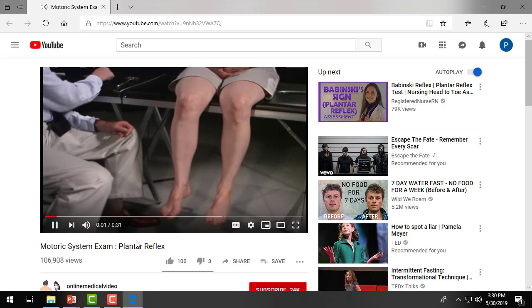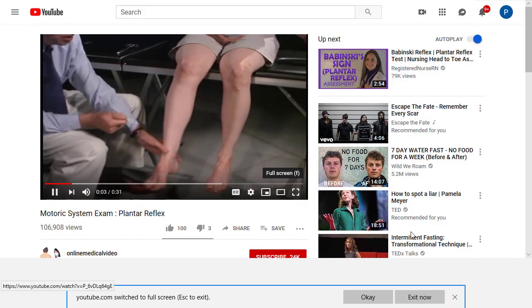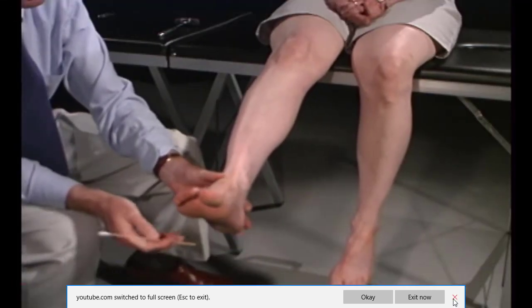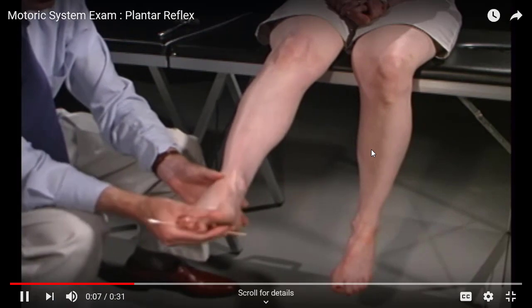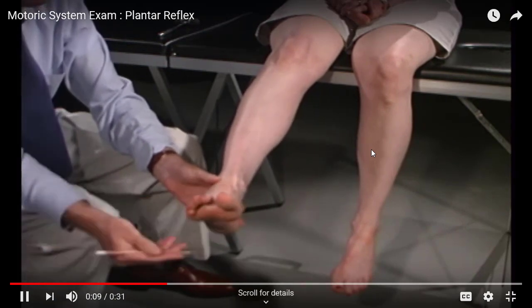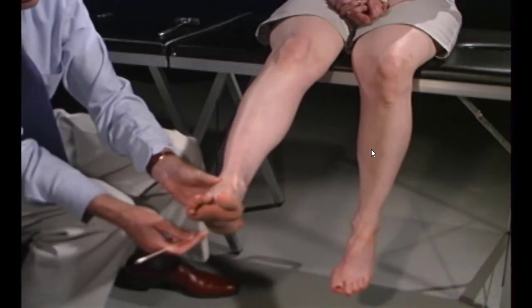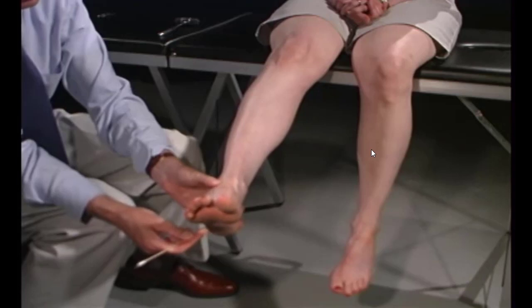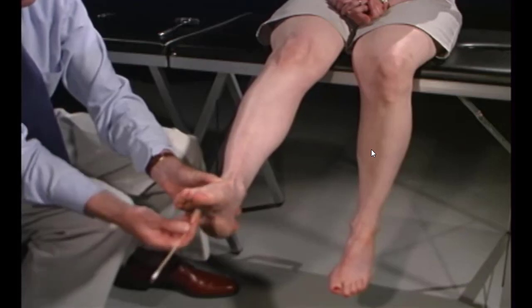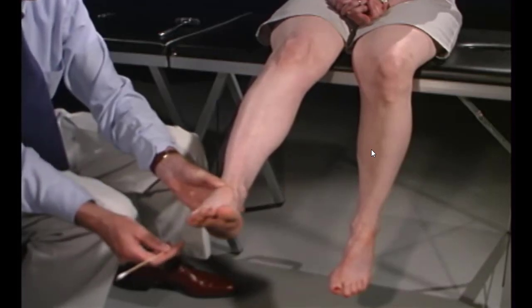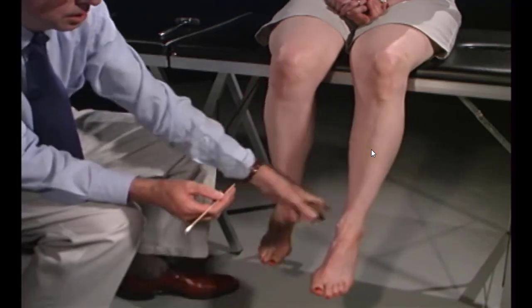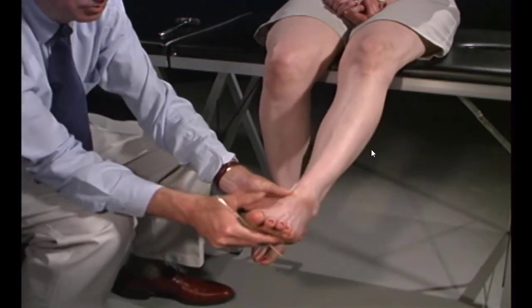We're now going to do the plantar reflex. Just hold still. Try not to pull back. Just relax as much as you can. He's going to take his little thing and go across the lateral aspect of the foot, the outside, and across the ball of the foot. Your job is to watch what just happened. The toes will curl under. Same thing. Just relax.